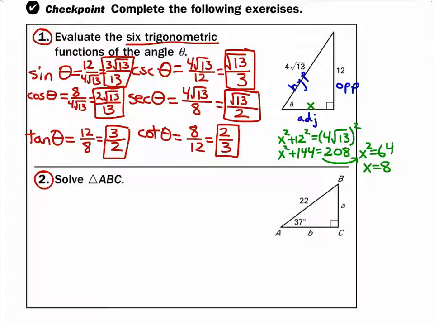Now, for question 2, it says solve triangle ABC. Wish it just said find it and be like, oh, it's there. But basically, you're missing 3 pieces of information. You're missing angle B, what it is. You're missing side A, what it is. And you're missing side B, what it is.